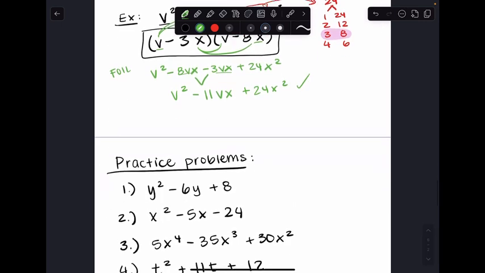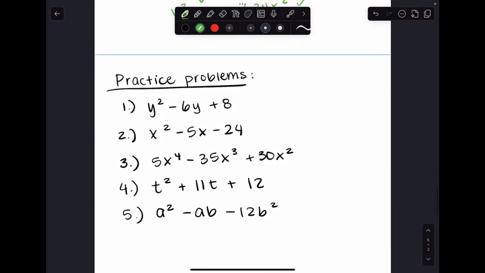All right, and so here are a few practice problems that you're more than welcome to try out, so that way you can practice these methods.